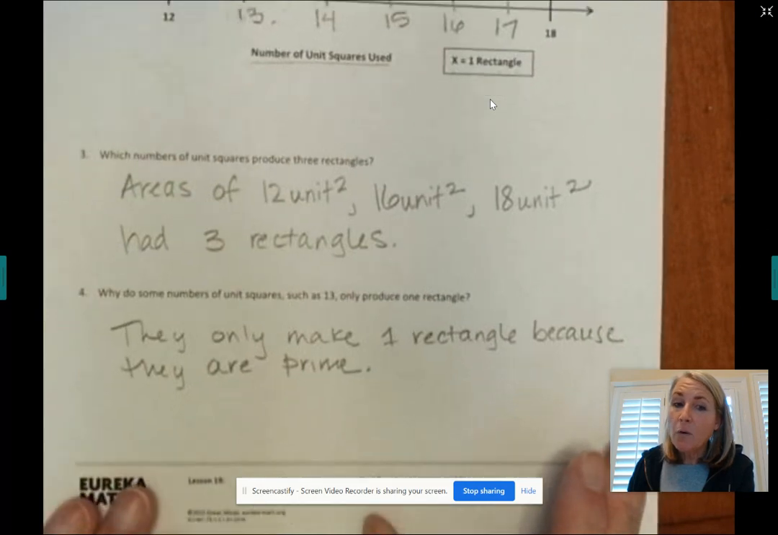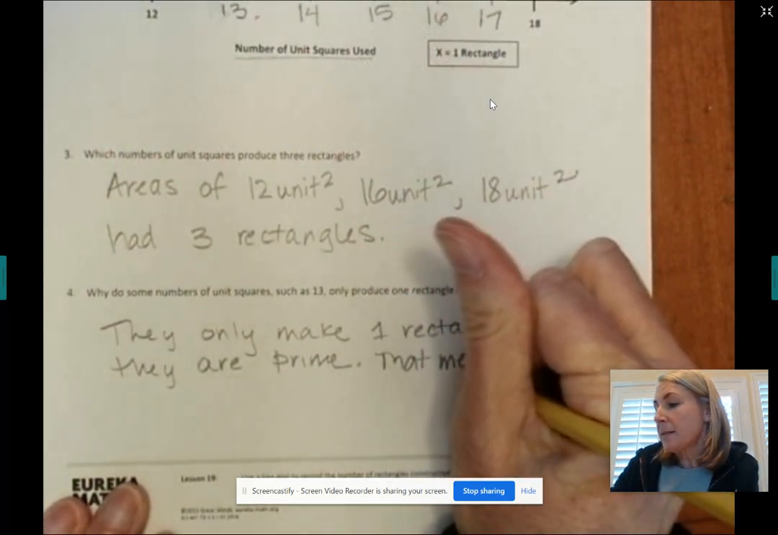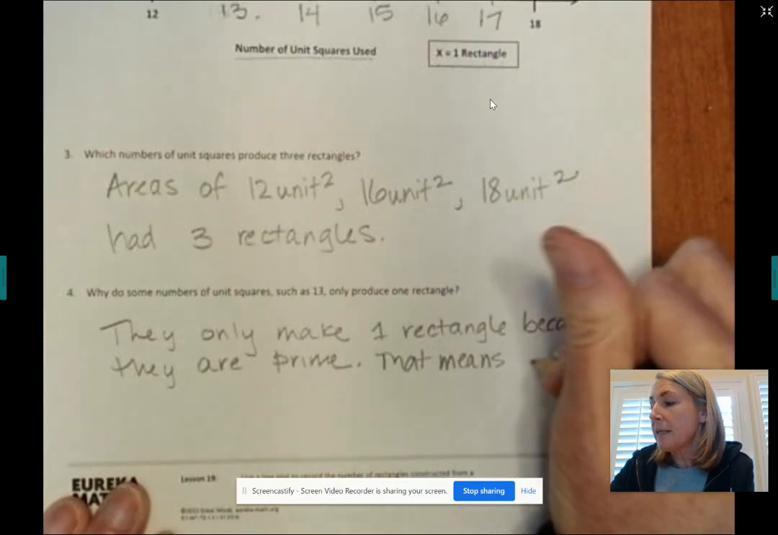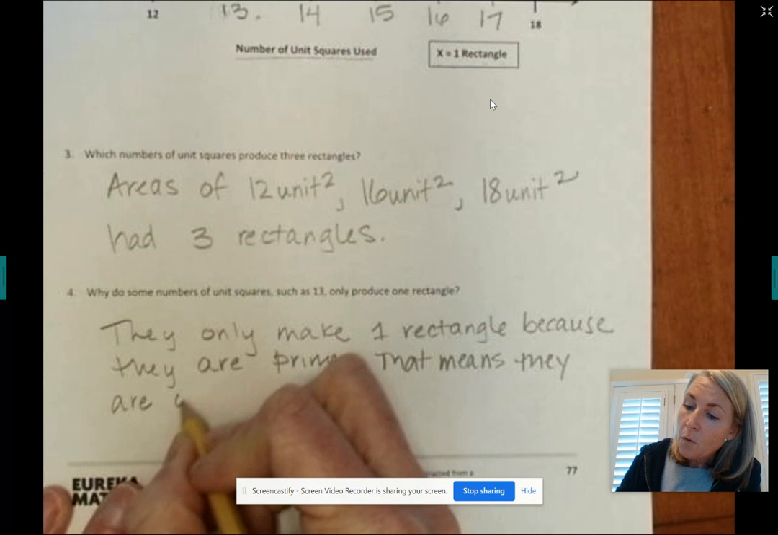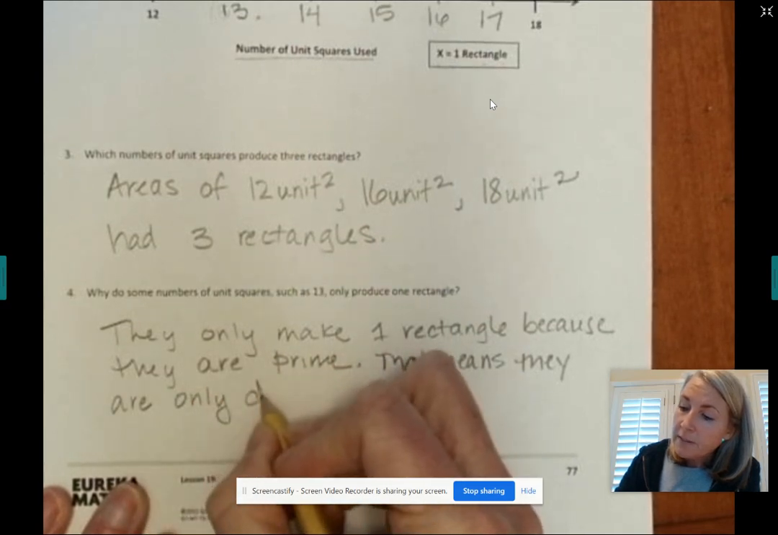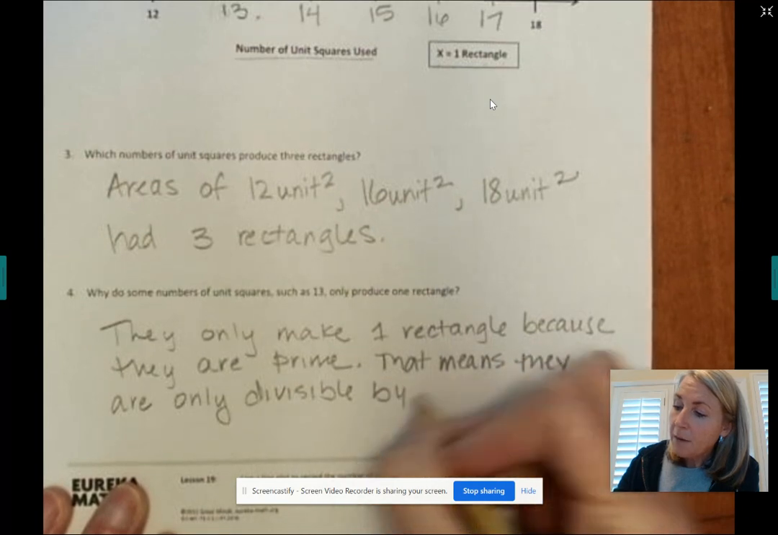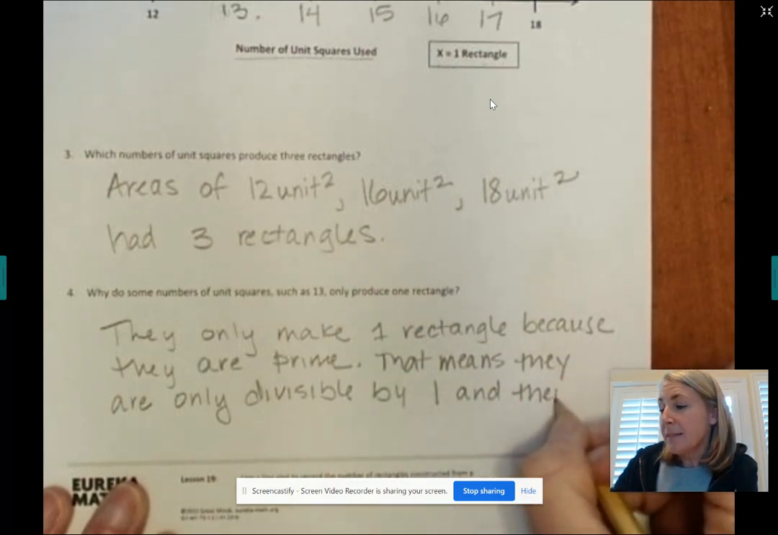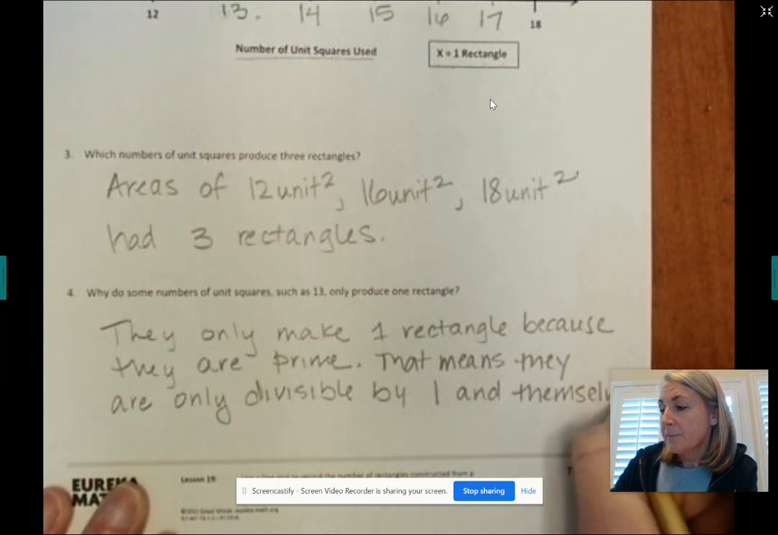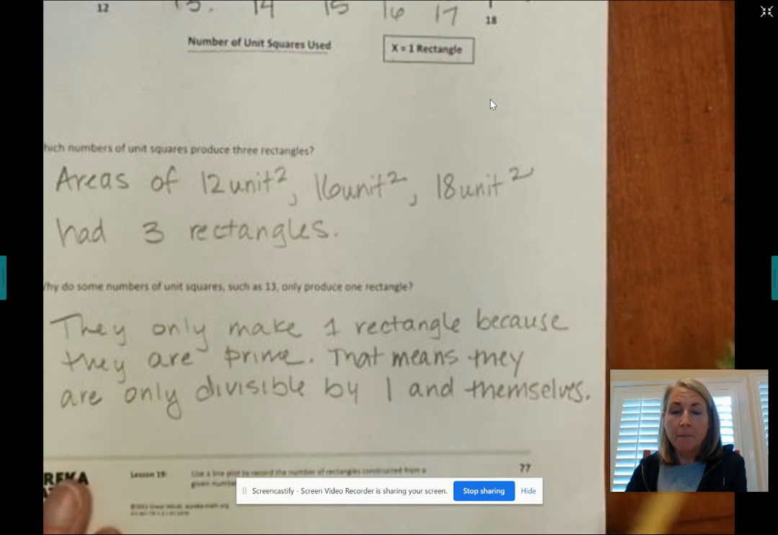That means, and this is good practice to write this definition down, that means they are only divisible by 1 and themselves. Okay, so that's the definition of a prime number.